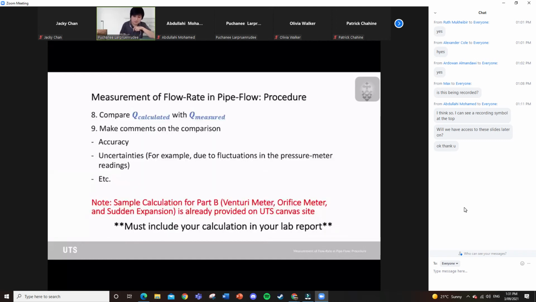So then Step 8, you need to compare the flow rate that you got from the calculation with the flow rate that you got from the measurement. And then you need to make a comment on the comparison again, accuracy, uncertainty. And remember, the simple calculation for part B is already provided on this Canvas site. You can have a look there. It will be more detailed. So don't forget about this. Include your calculation in your lab report.